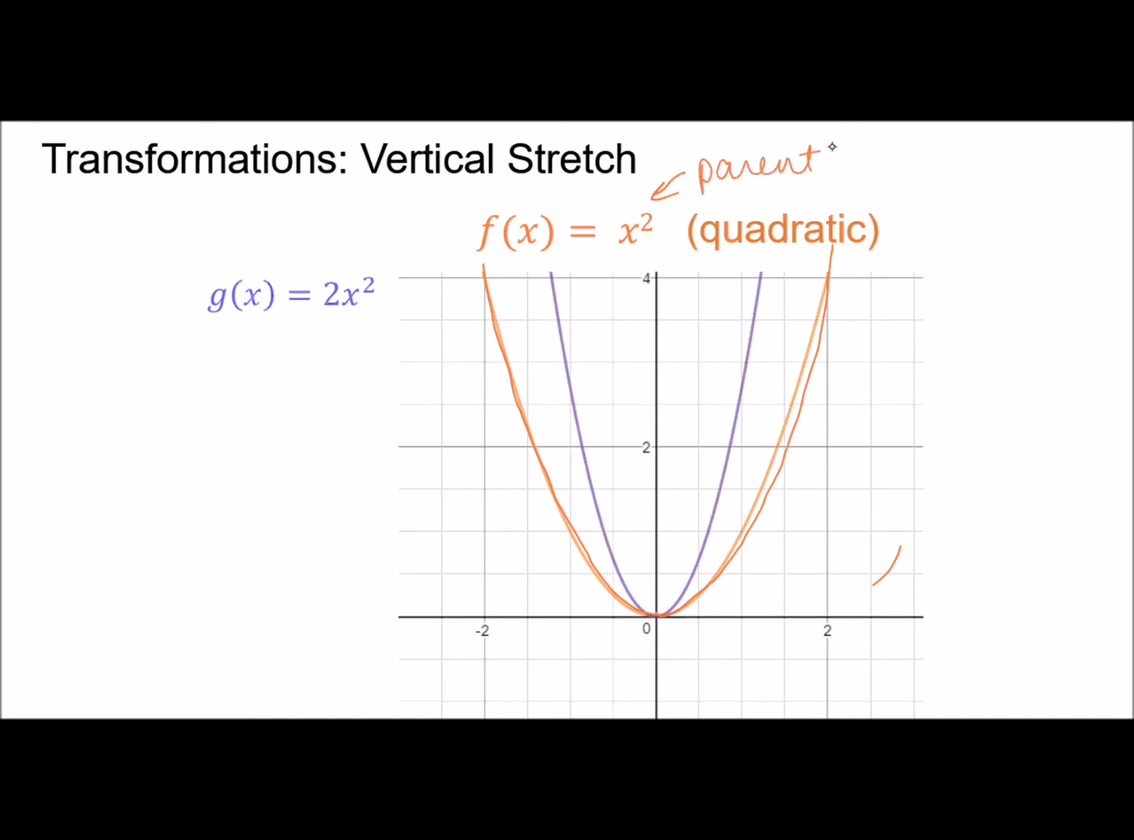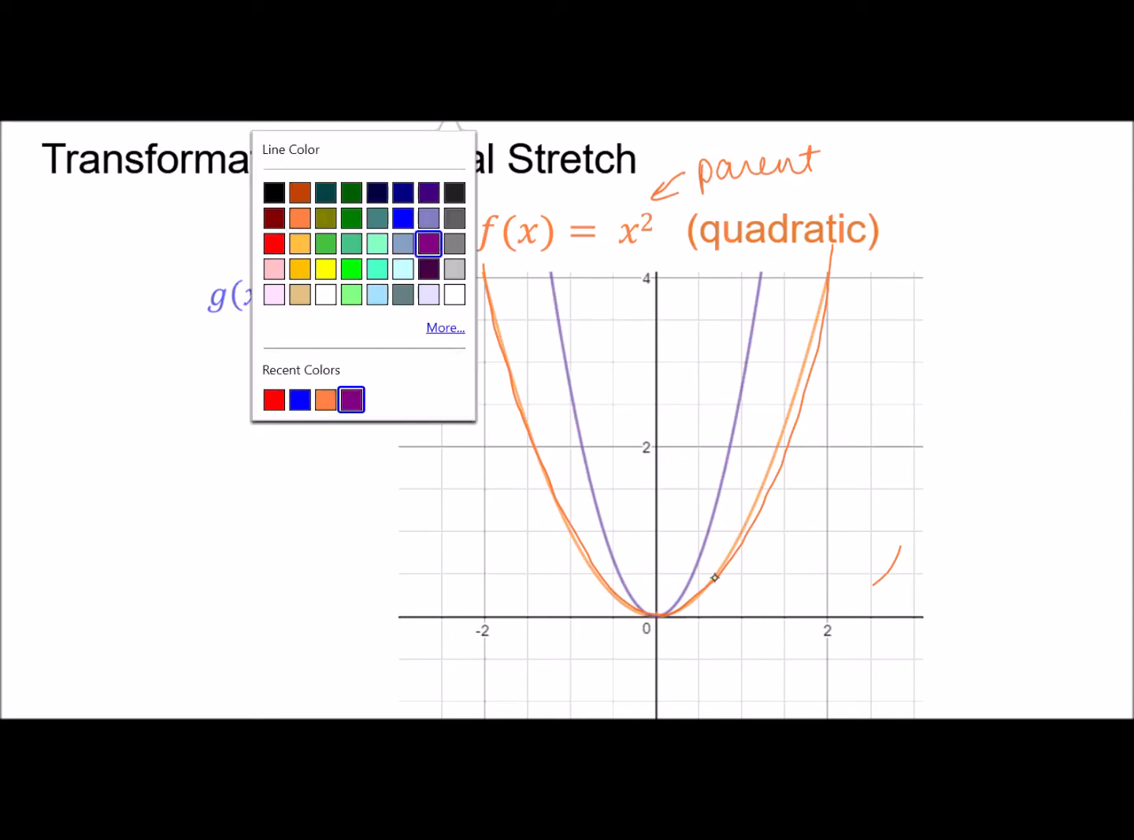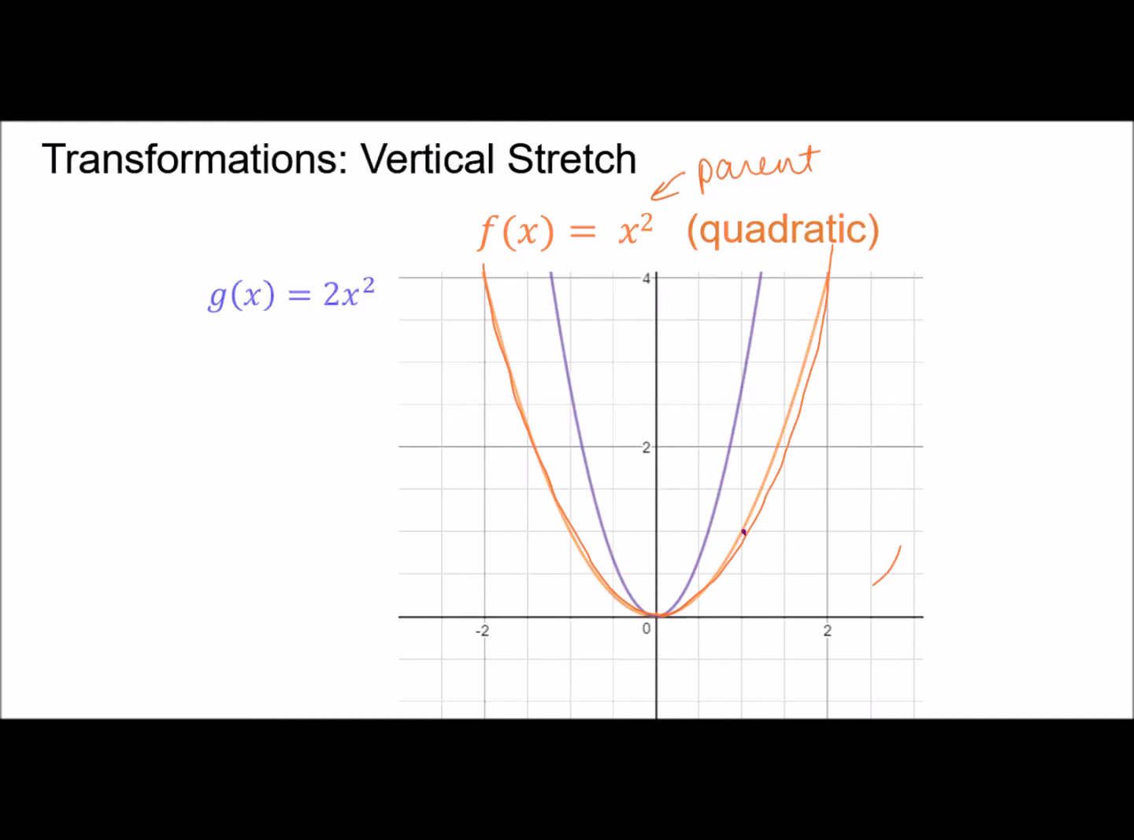Now all of a sudden, all the points have changed. This point, let's find a good point. This point has now become this point. This point has now become that point. So what I've actually done is I've taken all these values and I've made them bigger. I've stretched them. We call it a stretch.